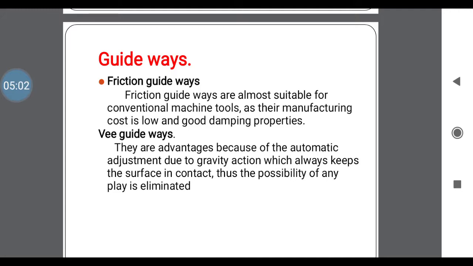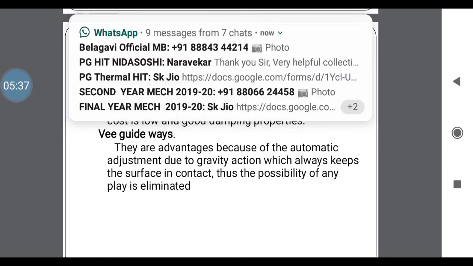Second one is the V guideways. V means the shape of these guideways is the alphabet V shape. They are again guideways to hold some devices, but of V type. The holding path is a V type, which has automatic adjustment due to gravity action and always keeps the surfaces in contact. That is, they are auto-controlled guideways. These are mainly used for automatic adjustment of elements in a CNC machine. Not only in CNC machines, in general mechanical machines also we are using these guideways.